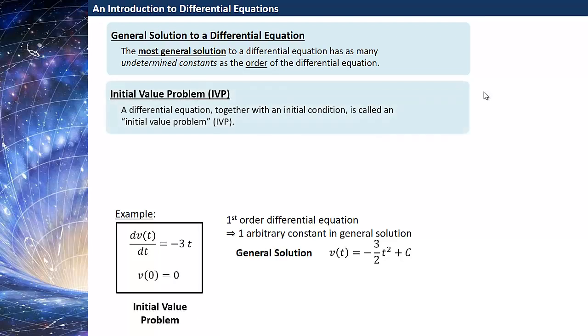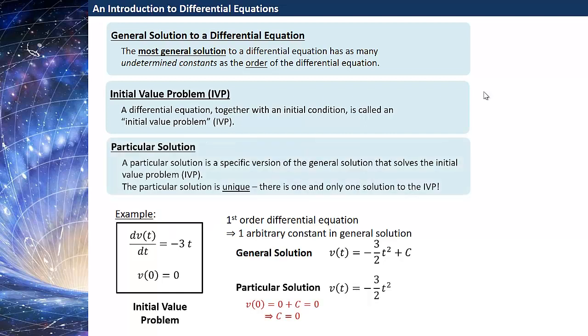An initial value problem is the differential equation that we're interested in together with an initial condition. You generally need as many initial conditions as there are the order of the differential equation. So this is a first order differential equation, so we have only one initial condition, that v at t equal to 0 is equal to 0. So the differential equation together with that initial condition is called the initial value problem.